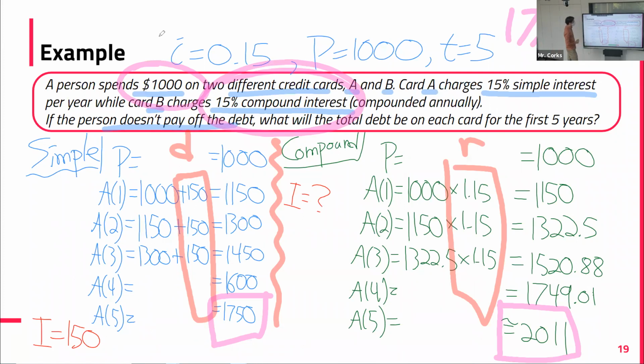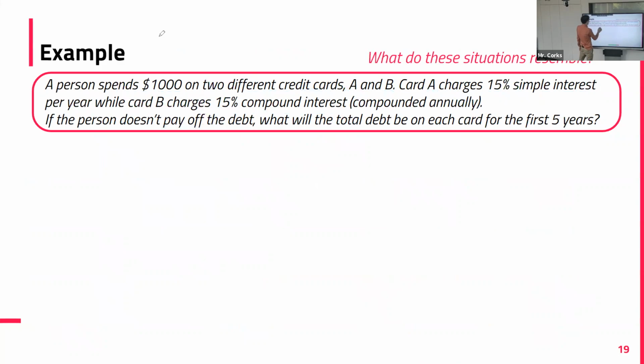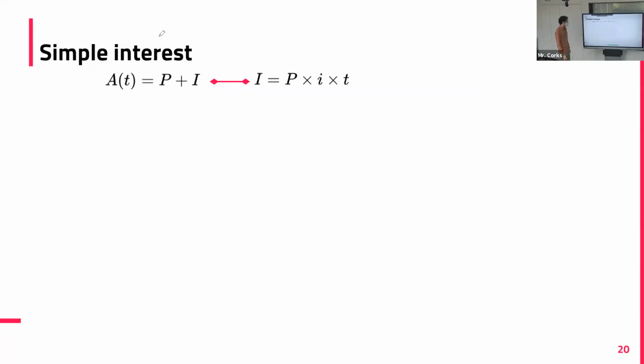Okay. All right, so that's the main exploration here. The only difference, the interest rate was the same. The only difference was the type of interest, the way that we add on the interest. Within just 5 years, it makes a pretty big difference in the value. So type of interest is quite important. Let's look at the actual formulas here.